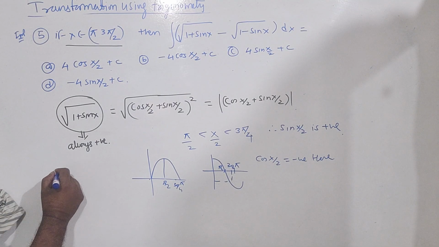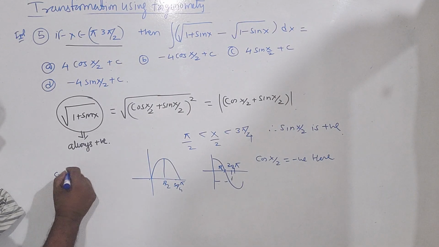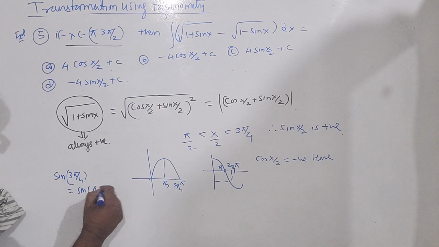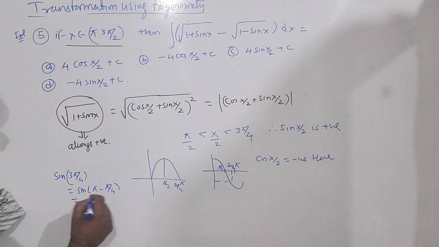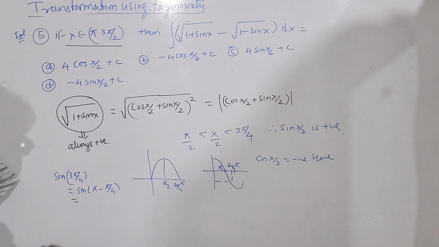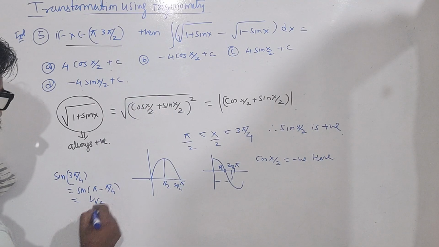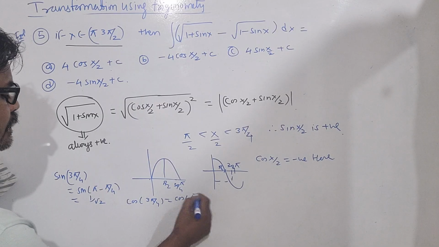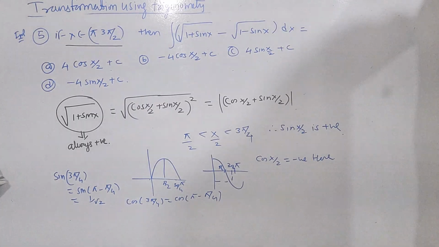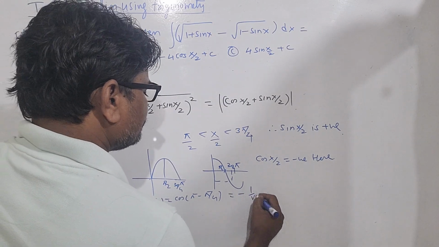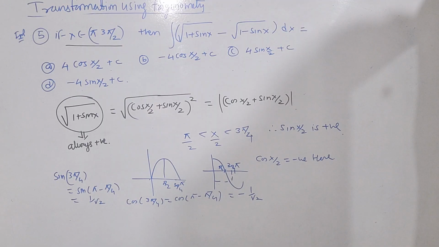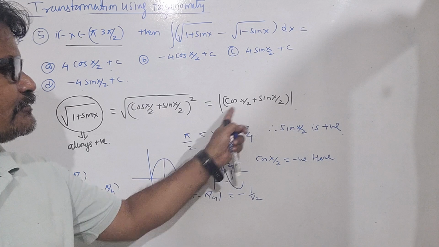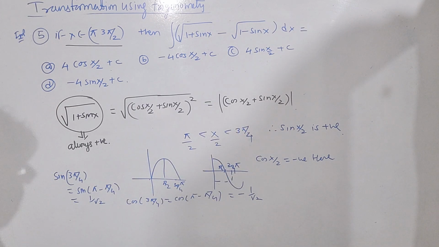Now coming to sin 3 pi by 4, that is sin of pi minus pi by 4. Which quadrant? Second quadrant. So in the second quadrant sin is positive, that is 1 by root 2. Correct. And coming to cos of 3 pi by 4, cos of pi minus pi by 4. Which quadrant? Second quadrant. In the second quadrant it is negative. So this is negative of 1 by root 2. Correct. If it is 1 by root 2 and minus 1 by root 2, the sum will be 0, no problem.